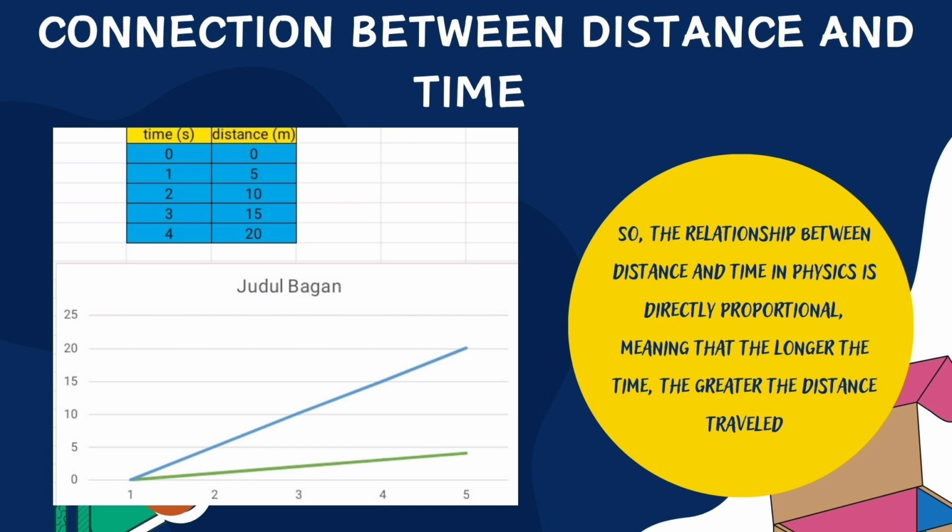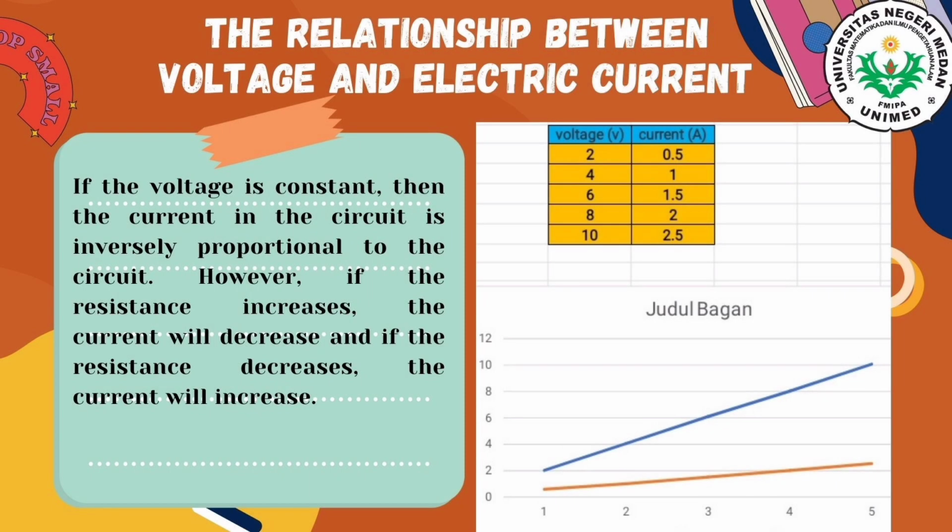So the relationship between distance and time in physics is directly proportional, meaning that the longer the time, the greater the distance traveled. Explanation of tables and graphs for the distance and time travel relationship in physical phenomena will vary depending on the type of movement being observed. However, the general principle remains the same, namely that a change in the time will affect the change that occurs in the distance traveled. The third material is about the relationship between voltage and electric current.